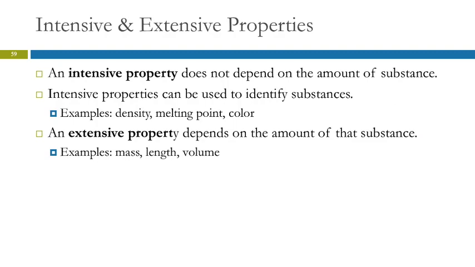So a small piece of gold, a large piece of gold, they have the same density. Their mass and volume are different. Mass and volume are not intensive properties. Those are extensive properties. They do depend on how much substance there is. So the mass of something, its length, its volume, that will change. So intensive properties can be useful in identifying substances. Any questions?